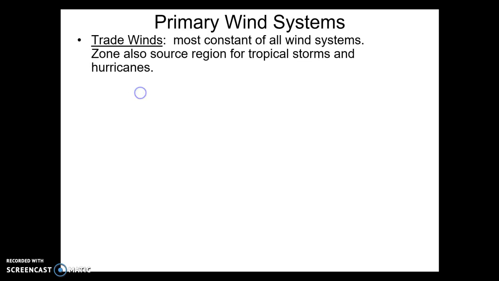The primary wind systems then that flow from those cells, just to know these characteristics: the trade winds are the most constant, and they're also the region where tropical storms and hurricanes form. Those are the trade winds. So not quite equatorial typically, but definitely tropical for the most part, and an area where you'll see those powerful hurricanes eventually form. They often end up outside that zone, but that's where they start out.